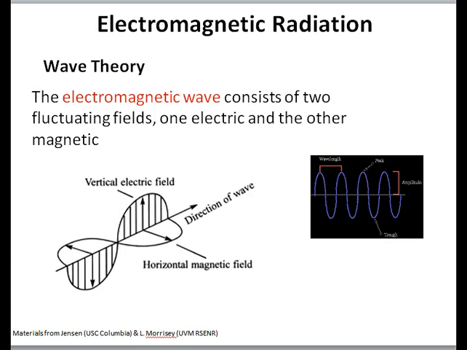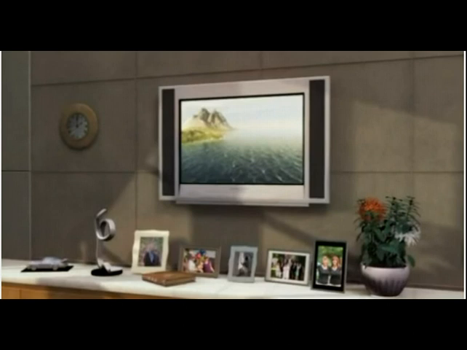As these photons move through space, they essentially have two fluctuating fields. They have this electric field that fluctuates like a wave, and then they have a horizontal magnetic field that fluctuates like a wave. Before we get too deep into wave theory, let's see how NASA can explain electromagnetic radiation. Might make it a little bit more clear.